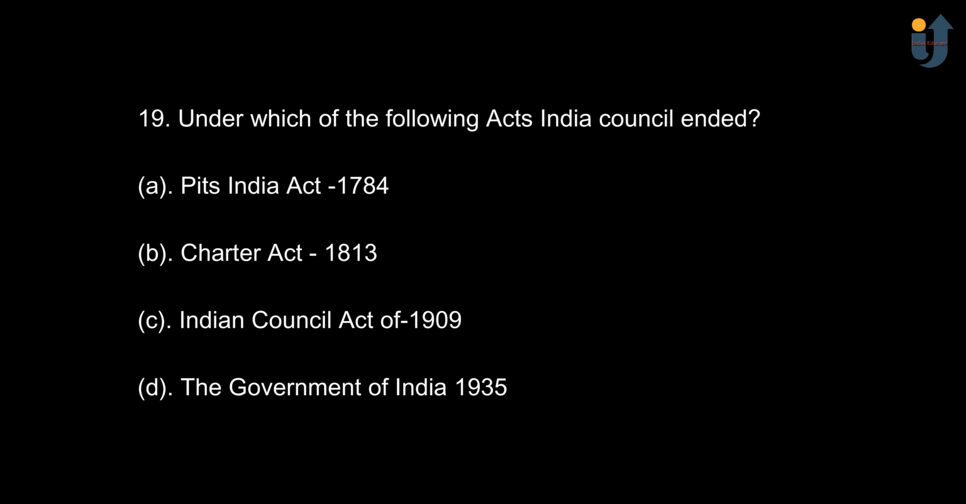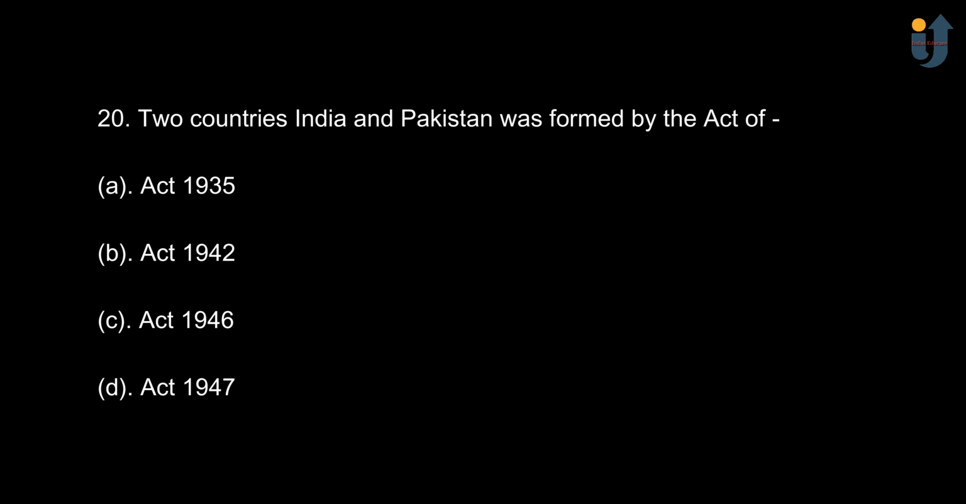The correct option is option D, the Government of India Act 1935. Next, two countries, India and Pakistan, was formed by the act of option A, Act 1935, option B, Act 1942, option C, Act 1946, and option D, Act 1947. The correct option is option D, Act 1947.